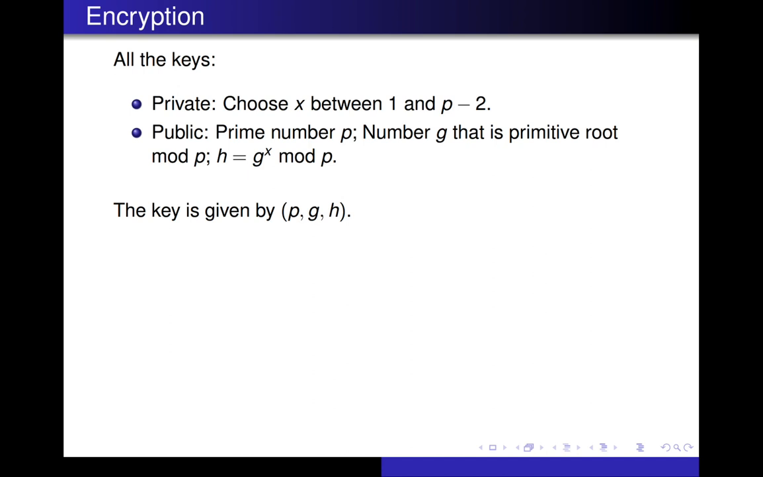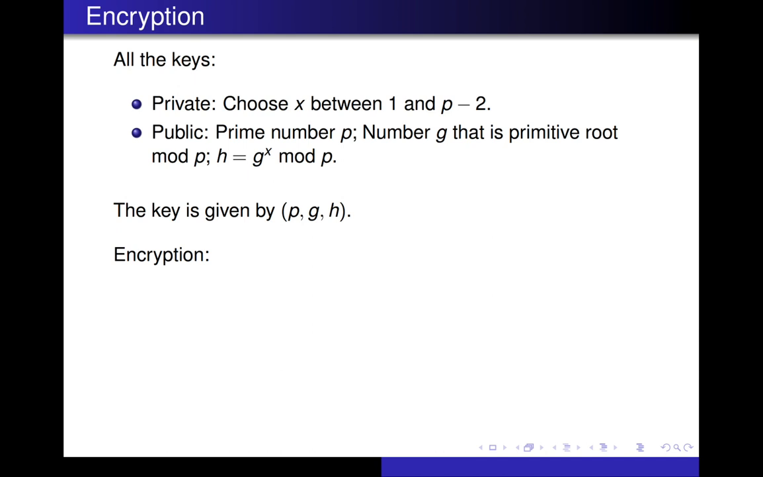And the way we express it is we just give it as a triple. The first number in the triple is always the prime p. The second number in the triple is always the primitive root g mod p. And the final number is the number that hides our private key. That is h, which is g to the x. And those are the ones that we are going to show the entire world.